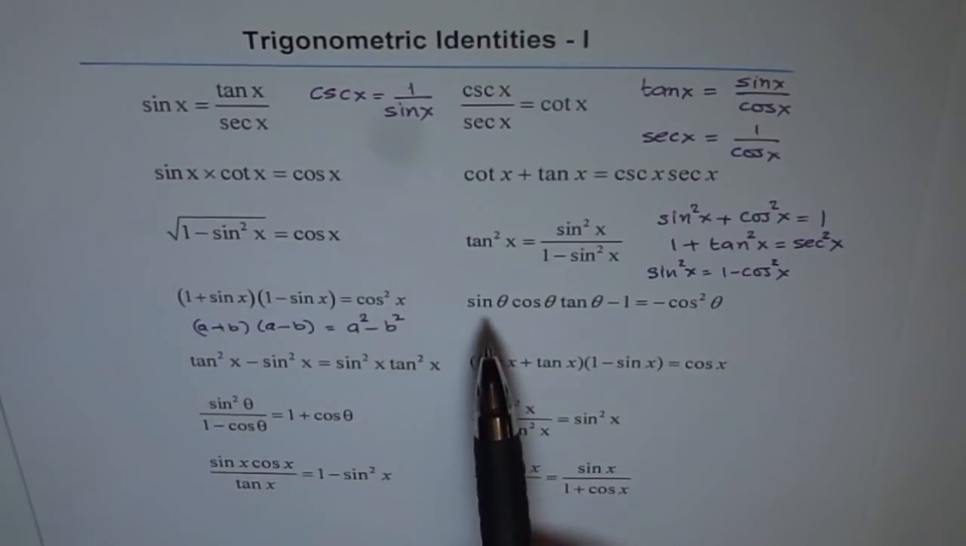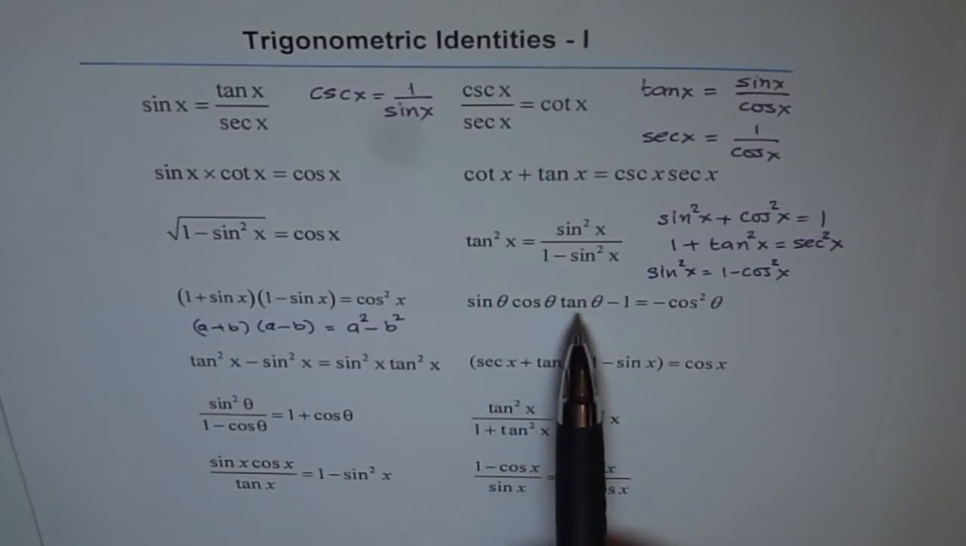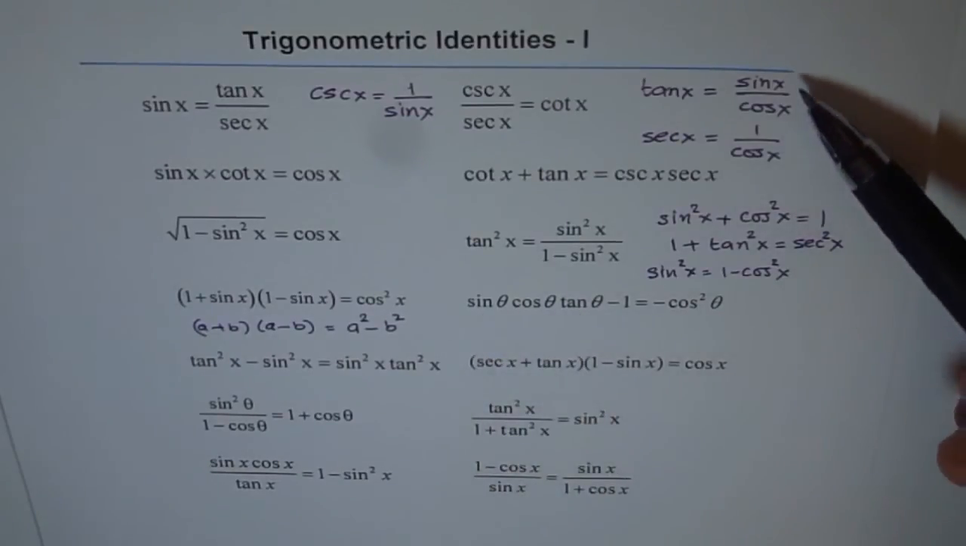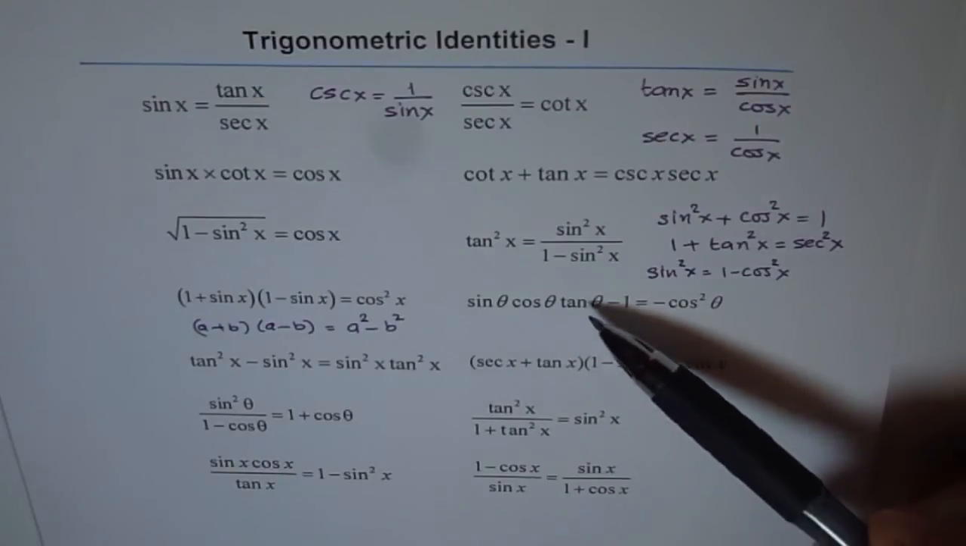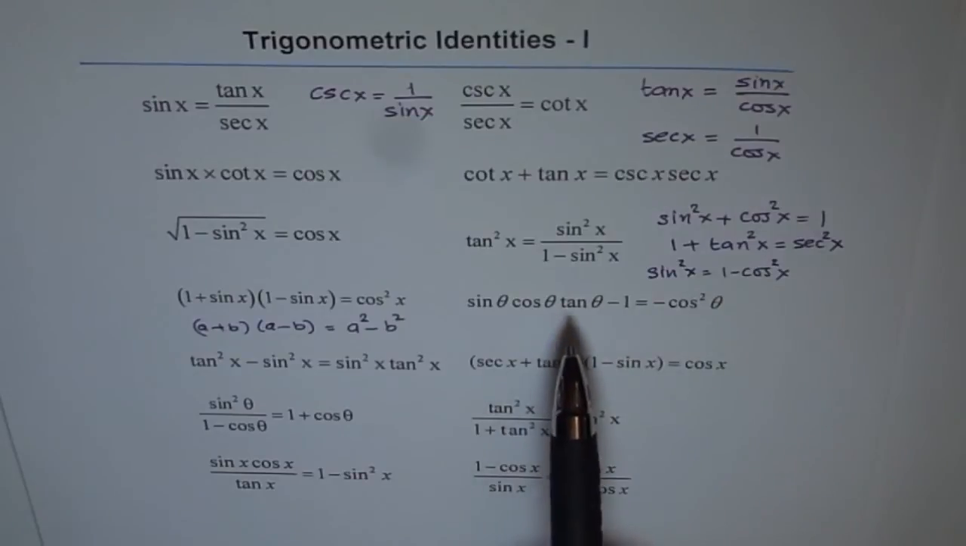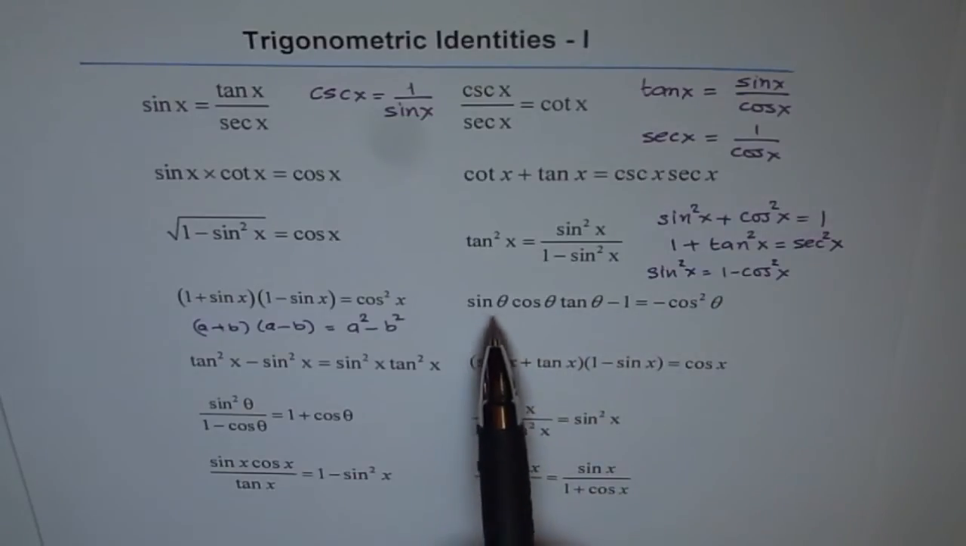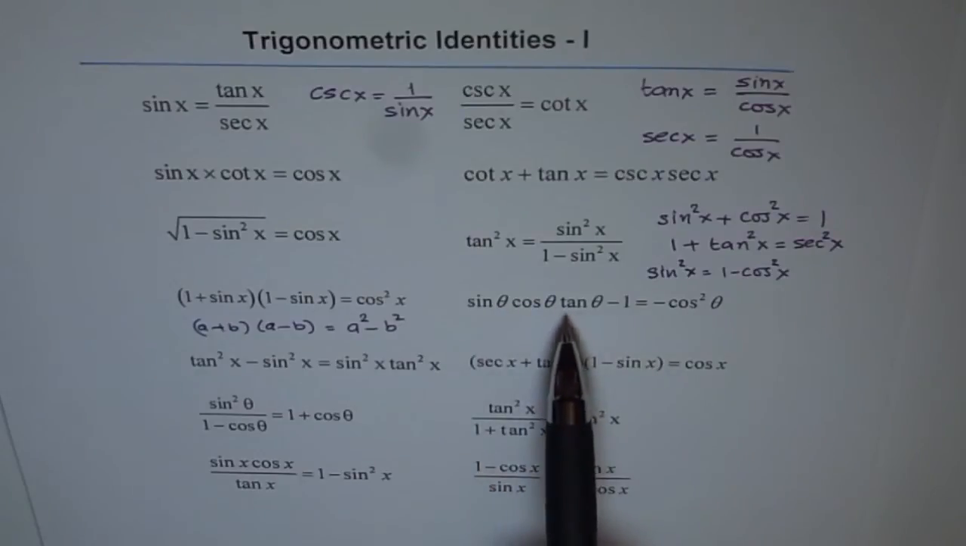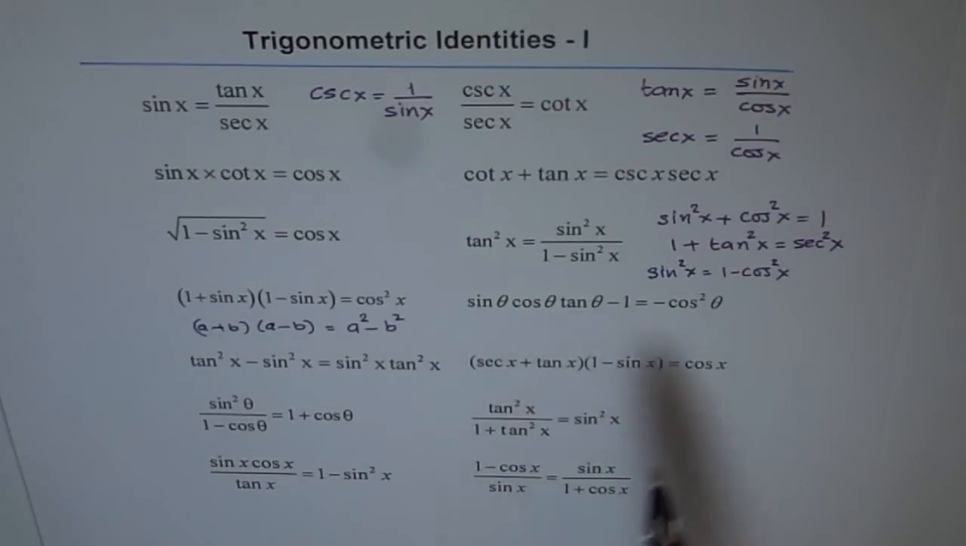Now for things like this, just write tan x as sin x over cos x. If you do that, sin x over cos x will cancel out. Sin theta, in this particular case, will make it sin square theta. And again you get sin square theta minus 1 instead of 1 minus sin square theta. So you get minus cos square theta, correct? So you prove that one.